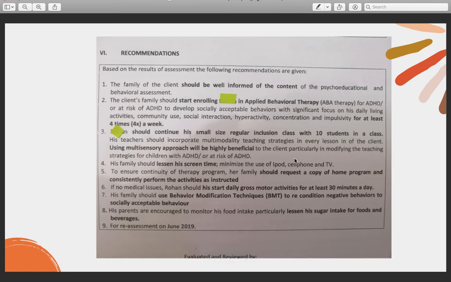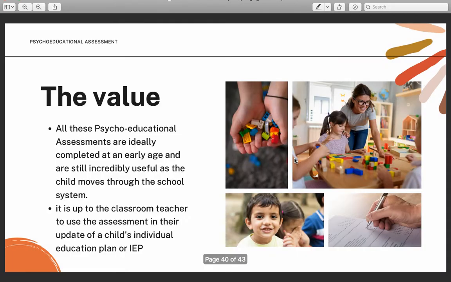Okay, here naman is a sample of a psychoeducational assessment, no? And then the child was at risk of ADHD or attention deficit hyperactivity disorder. So these are the recommendations that the parents and the teachers could use to help the child improve in her behavior and learning development.